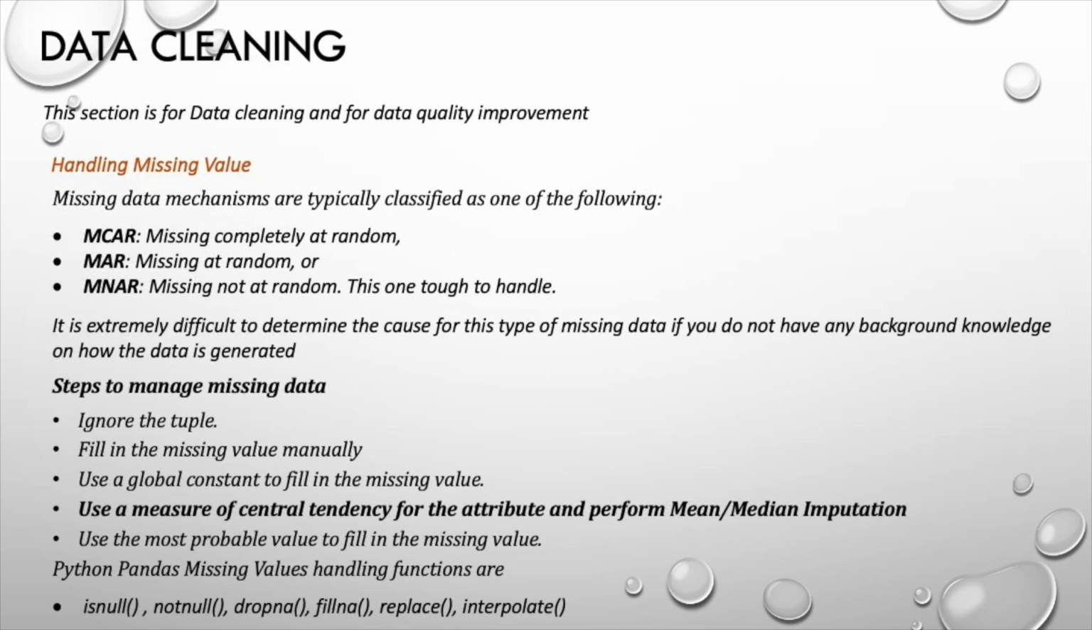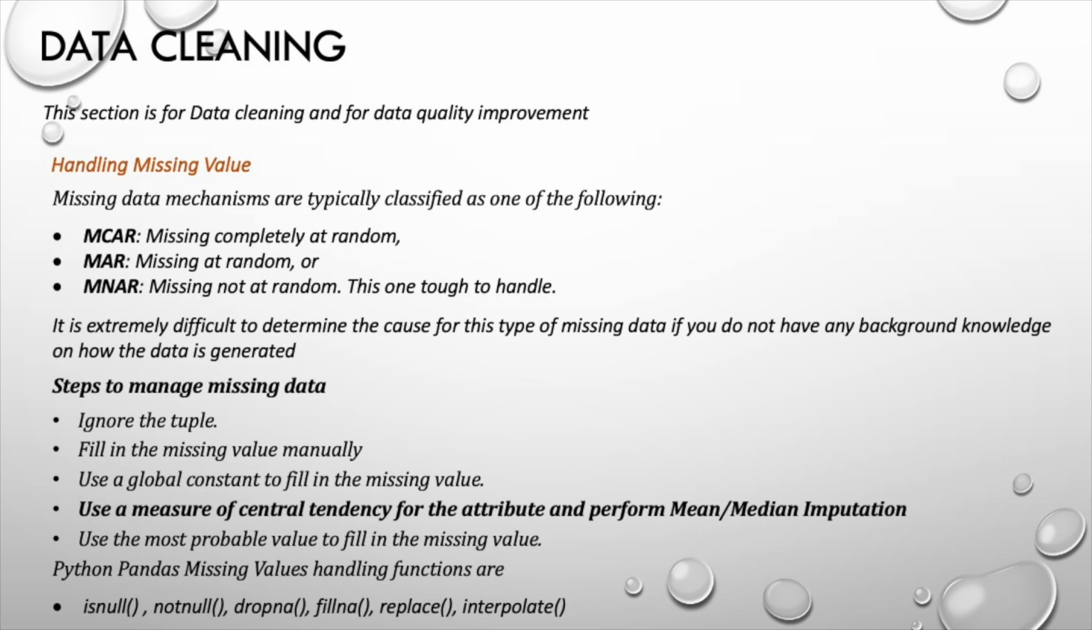Data cleaning. This section is for data cleaning and for data quality improvement. Handling missing values. Missing data mechanisms are typically classified as one of the following: MCAR, missing completely at random; MAR, missing at random; or MNAR, missing not at random. This one is tough to handle. It is extremely difficult to determine the cause for this type of missing data if you do not have any background knowledge on how the data is generated.